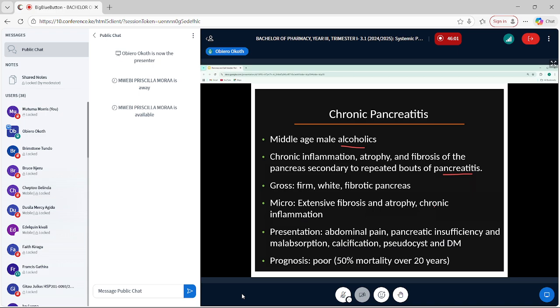Your patients normally have both endocrine and exocrine insufficiency. They'll have calcification because again, there's an ongoing chronic inflammation. Sometimes they can develop steatorrhea, and of course diabetes. They normally have a poor prognosis. You can see the people who are affected are mainly alcoholics. This is almost synonymous with alcohol. Poor prognosis, 50% mortality over 20 years, because most of the time they are not going to stop drinking.